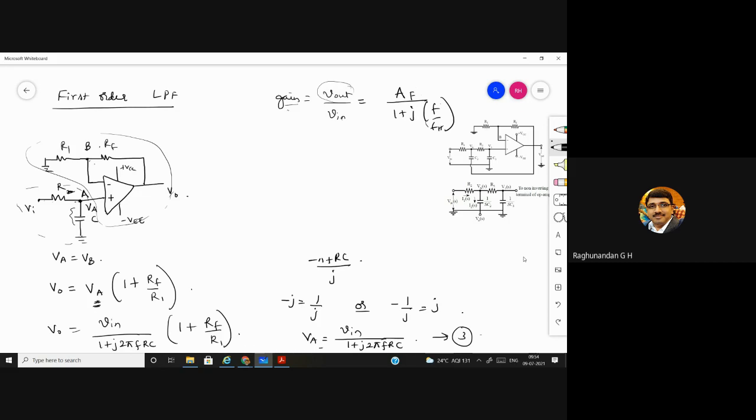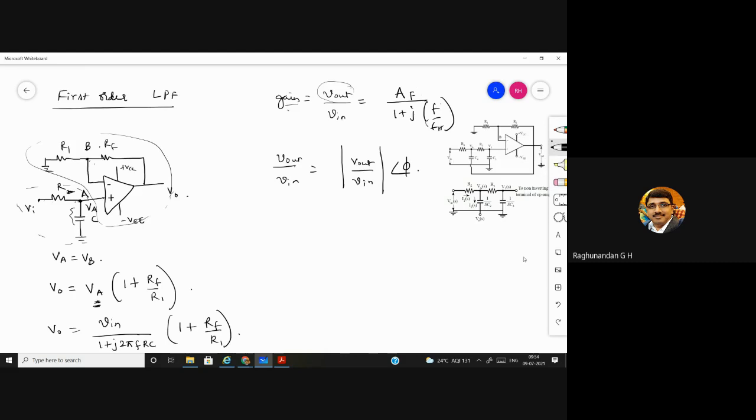If we want to express this equation in polar form, then V naught or V out by V in modulus is in the polar form. If you want to get the magnitude of this, as you know, whenever you want to find the magnitude, you will be taking the square root. So this is what we have: V naught by V in is equal to AF by 1 plus j into F by FH.